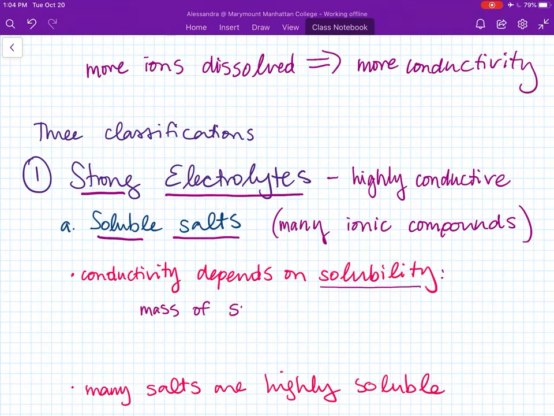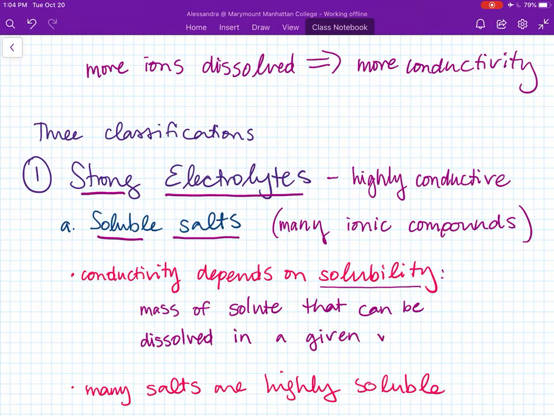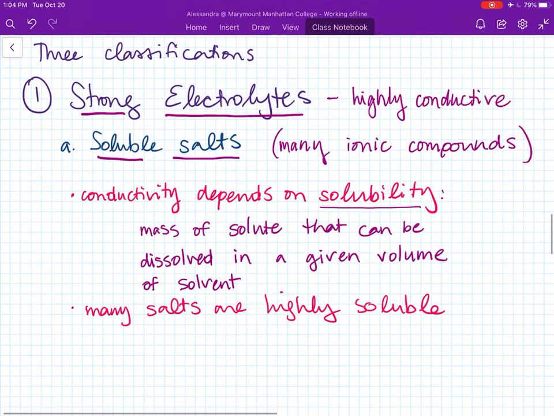Solubility is defined as the mass of solute, which you can measure in grams, that can be dissolved in a given volume of solvent. Usually you'll see this expressed as grams of solute per, say, liter of solvent. So the higher the solubility, the stronger the electrolyte solution your salt can produce.